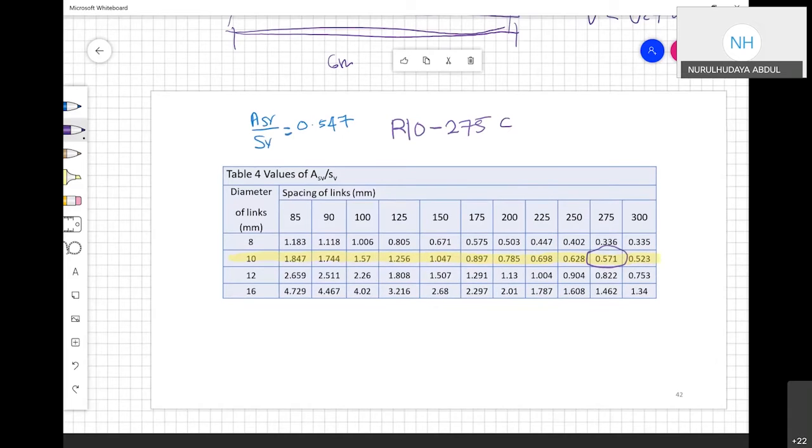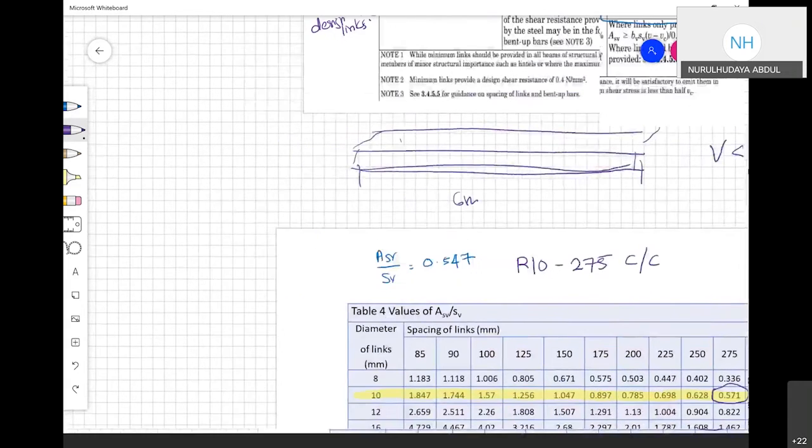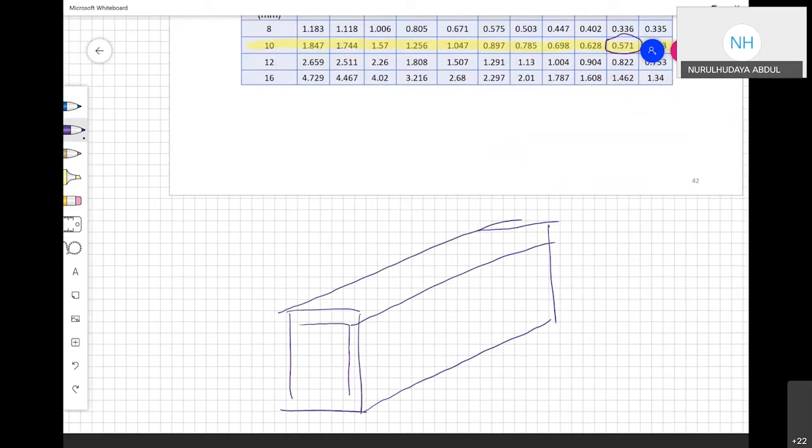Okay, so center to center. Maksudnya dari center maksudnya macam ni. Okay, and then we have like the link. Okay, link lagi banyak. So daripada center of that diameter of link tu pergi ke center diameter link tu panjang dia 275. Okay, tu maksud dia, jarak dia lah. In between link center to center.